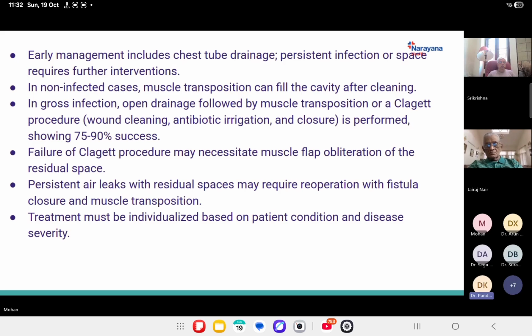closure is performed, which shows 75 to 90% success. Failure of Claggett procedure may necessitate muscle flap obliteration of the residual space. Persistent air leak with residual spaces may require reoperation with a fistula closure and muscle transposition. Treatment must be individualized.